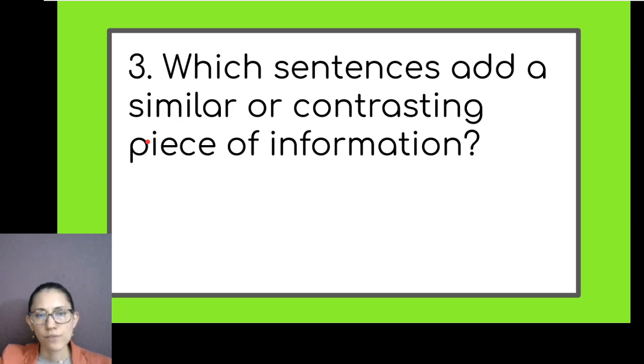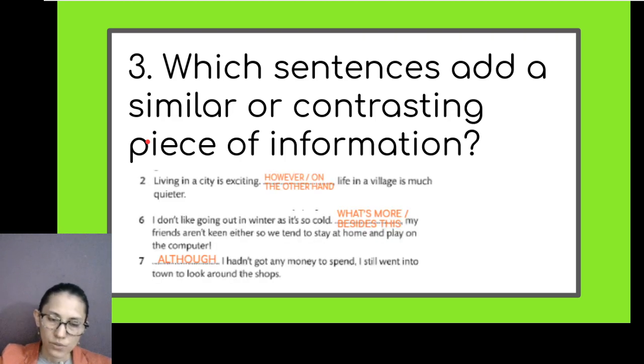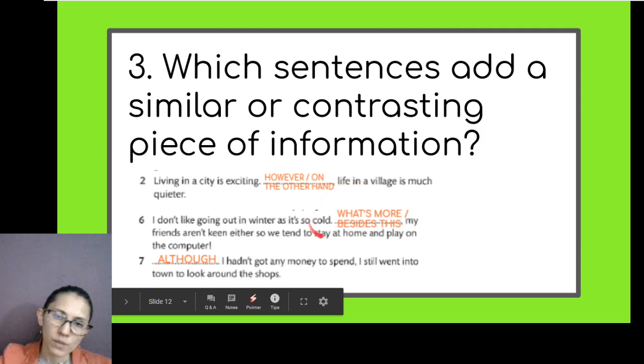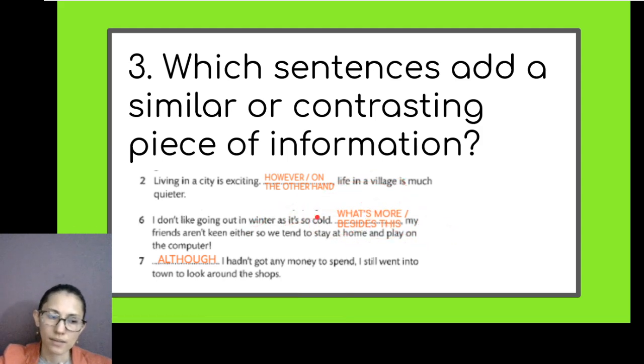Okay, so you should have chosen sentences number 2, 6, and 7. In this case, you have: living in a city is exciting. However, on the other hand, so a contrasting idea. I don't like going out in winter as it's so cold. What's more, my friends aren't keen on winter activities either, and besides these, my friends aren't keen either. So because of these words, we have some adding of information, something quite similar, and then you're just adding extra information.